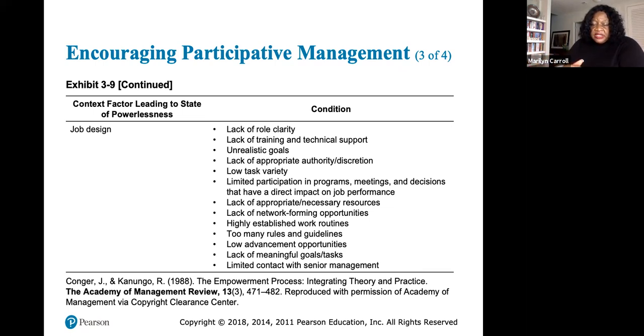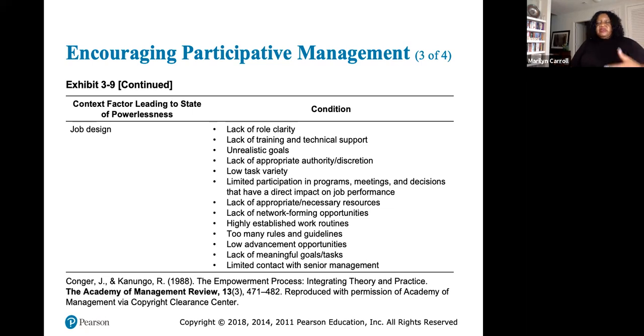Lack of appropriate necessary resources is another one. What about lack of network forming opportunities? We can build that. I know in this COVID-19 situation we're having to stay distanced from one another, but there are other things that we can really do if we give teams an opportunity.